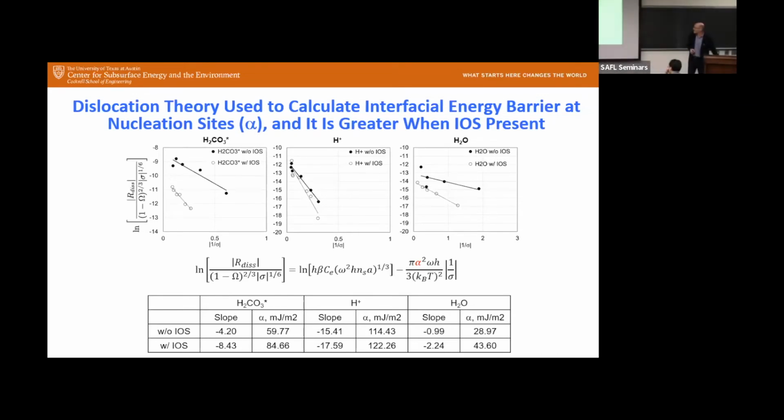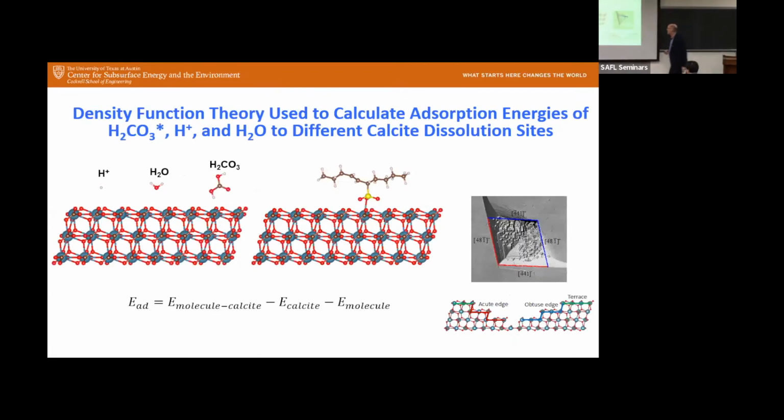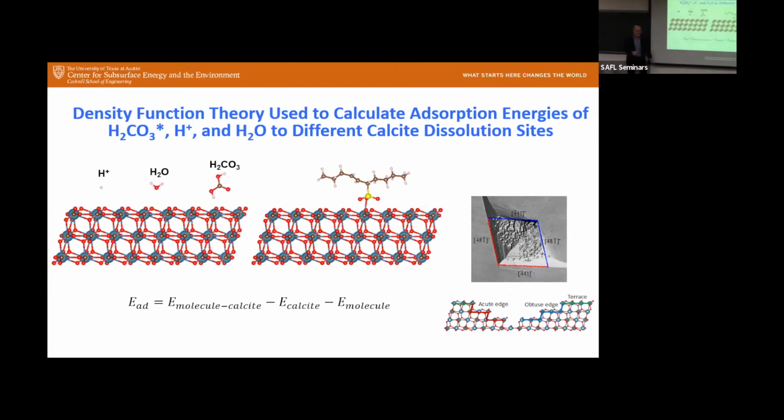The other approach we used, and this is where we teamed up with Graham Henkelman and his group, is density functional theory, which is atomistic, quantum chemical calculations. We used this to calculate adsorption energies of the carbonic acid, the proton, and then the water to different calcite dissolution sites. We would calculate the energy of the entire slab of calcite. We calculate the energy of these individual molecules.